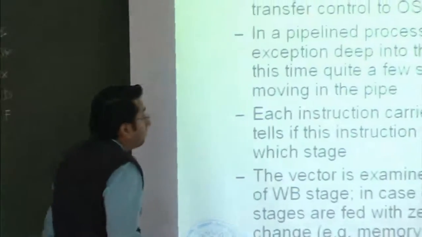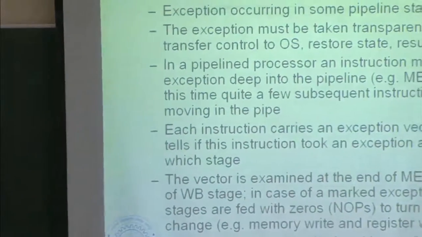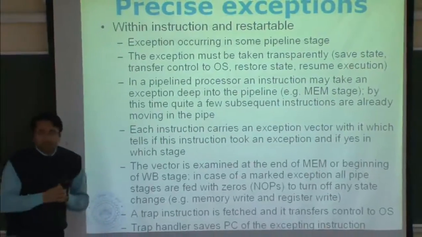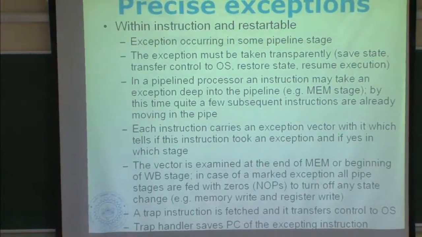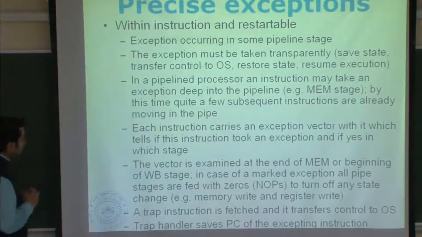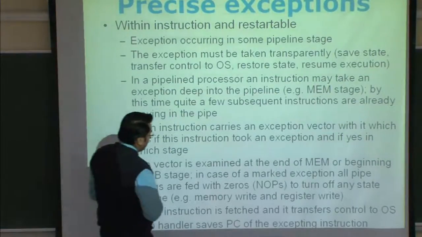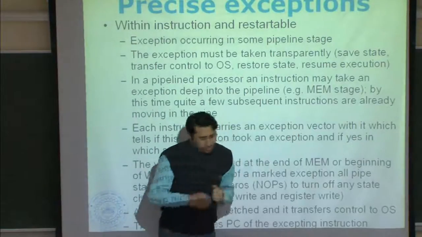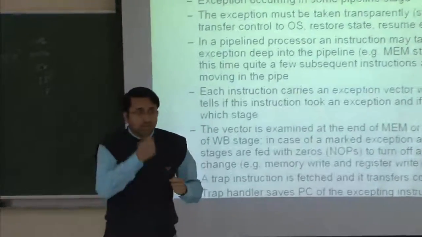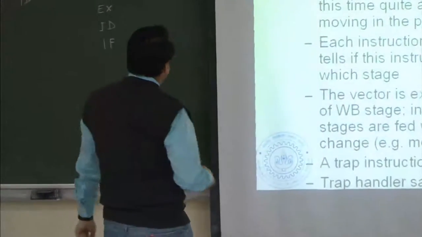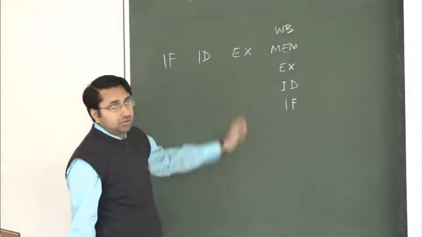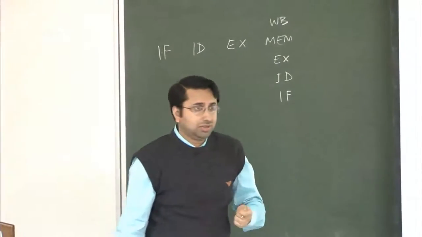The way it is done is that each instruction carries an exception vector with it, which tells if this instruction took an exception, and if yes, in which stage. It's called a vector because usually the length of the vector is equal to the number of pipe stages. So you mark the corresponding bit on. For example, if an instruction takes an exception in the X stage, we mark the third bit on, and so on.